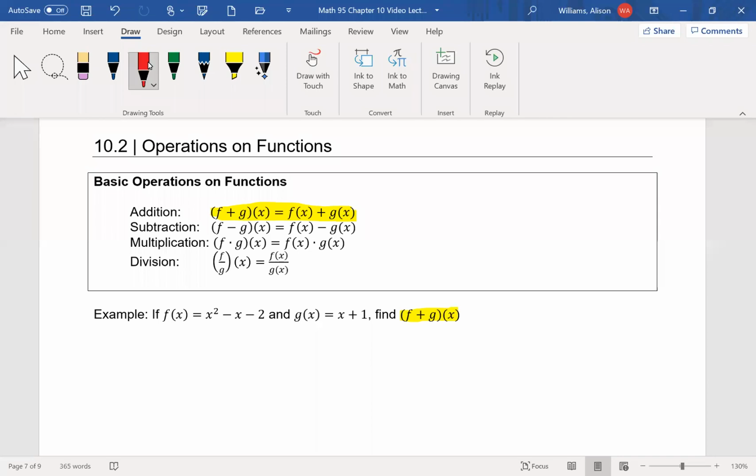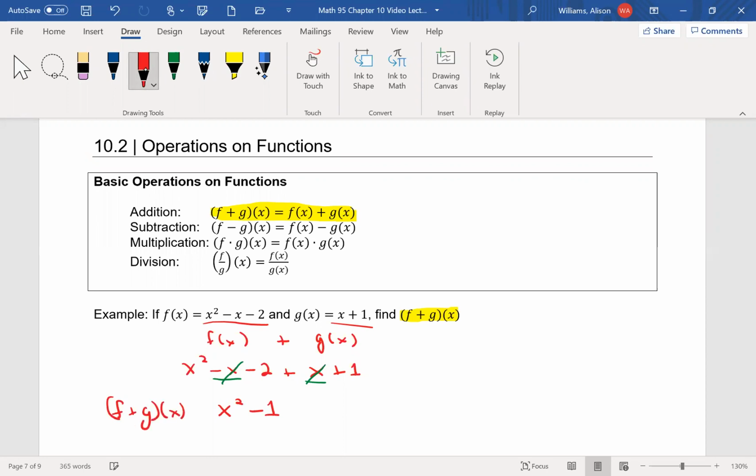So this is f of x, x squared minus x minus 2. And this is g of x, x plus 1. I'm going to add them together, which basically means I'm going to combine like terms. The negative x and positive x cancel out, and then the x squared comes down, and negative 2 plus 1 is negative 1. So this is f plus g of x. This is the answer.